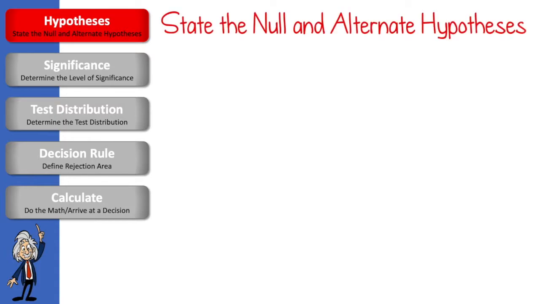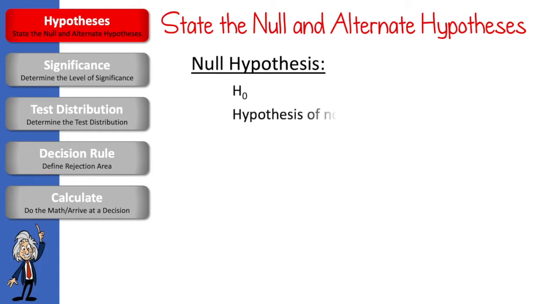Step 1 of hypothesis testing is, well, the hypothesis, or in this case, the hypotheses, because there are 2 of them. Our first order of business is to state the null and alternate hypotheses. Let me define these for you. The null hypothesis is notated like this. We say H sub 0. It's also known as the hypothesis of no difference.